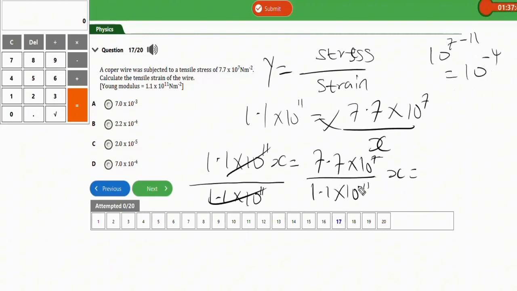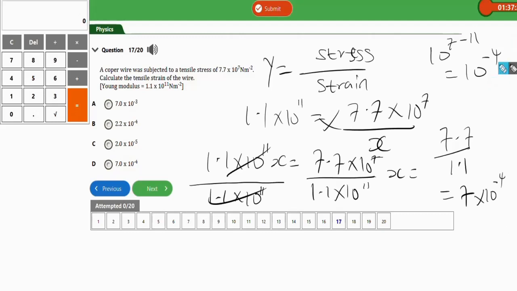Basically, we now have 7.7 divided by 1.1. When you divide, you're going to have 7 as output. So it will now be 7 times 10 to the power negative 4. That will be the correct expression for this solution. So the correct option in this question is option D. So the answer is 7.0 times 10 to the power negative 4. Alright, so that's it for this question.